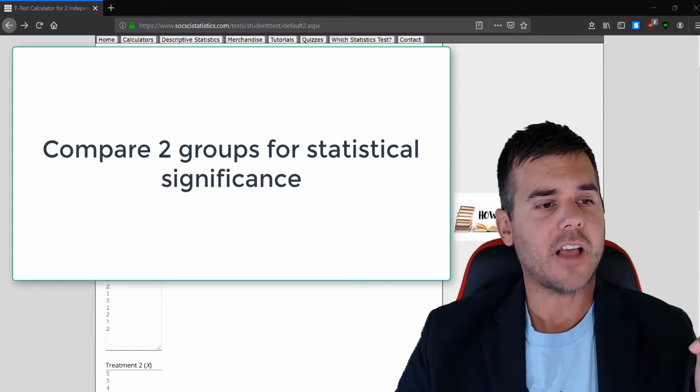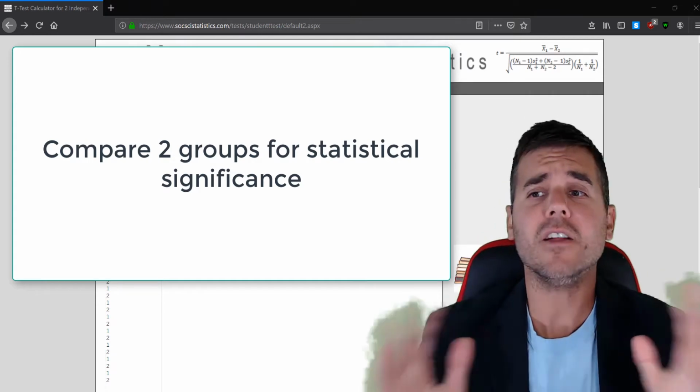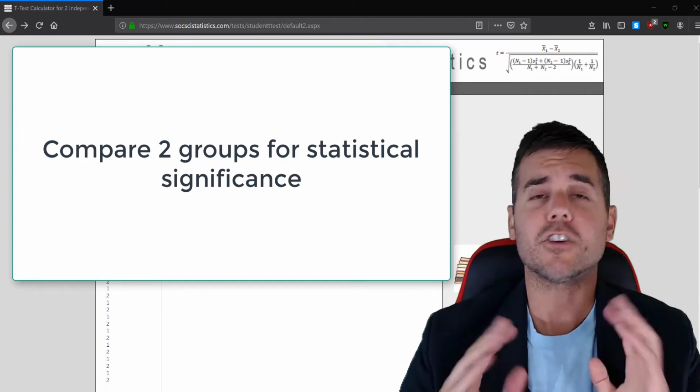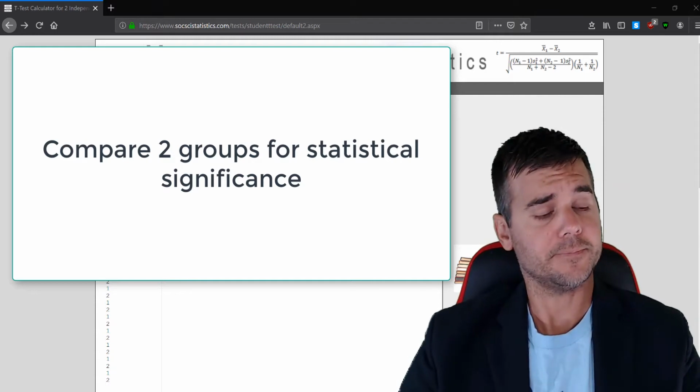What I've done is I've just typed in Google t-test calculator. There's tons of them out there. So just search Google t-test calculator. You're going to find 20 of them. They all do the same thing.